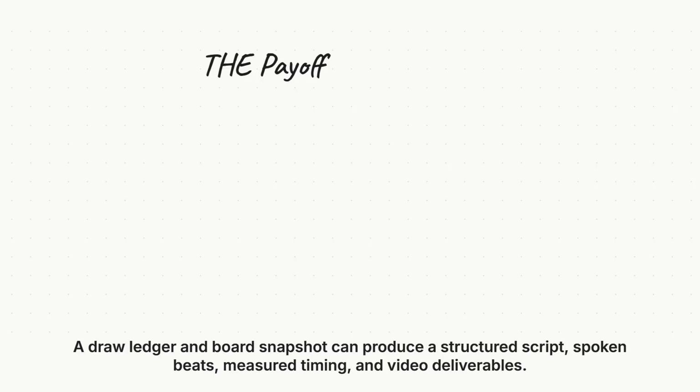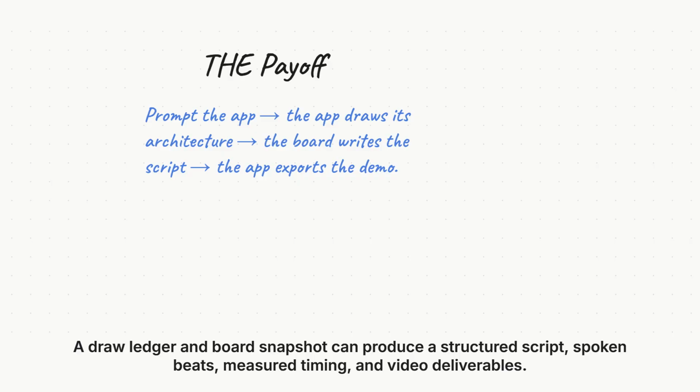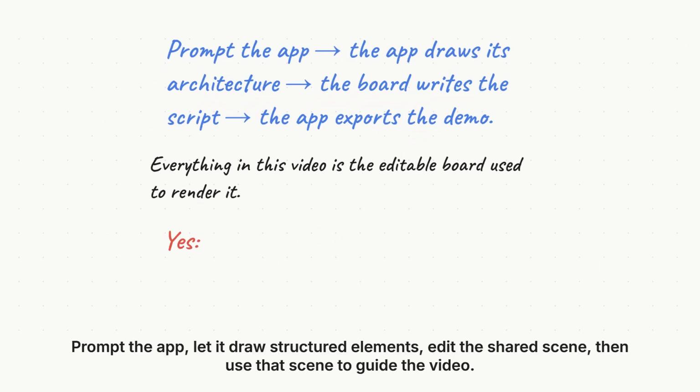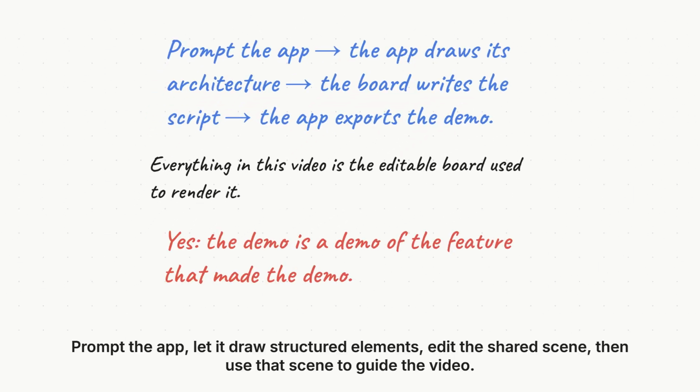A draw ledger and board snapshot can produce a structured script, spoken beats, measured timing, and video deliverables. The editable board is both the working artifact and the source for its explanation. Prompt the app, let it draw structured elements, edit the shared scene, then use that scene to guide the video.